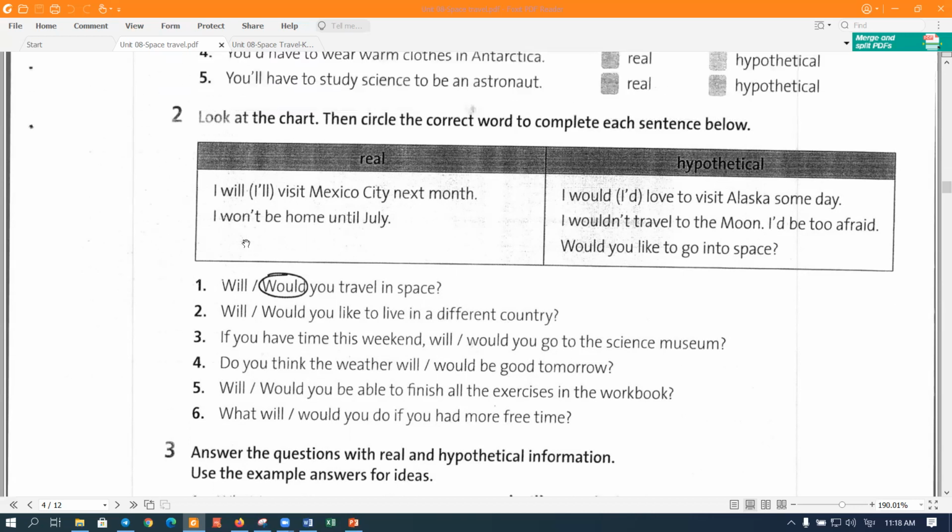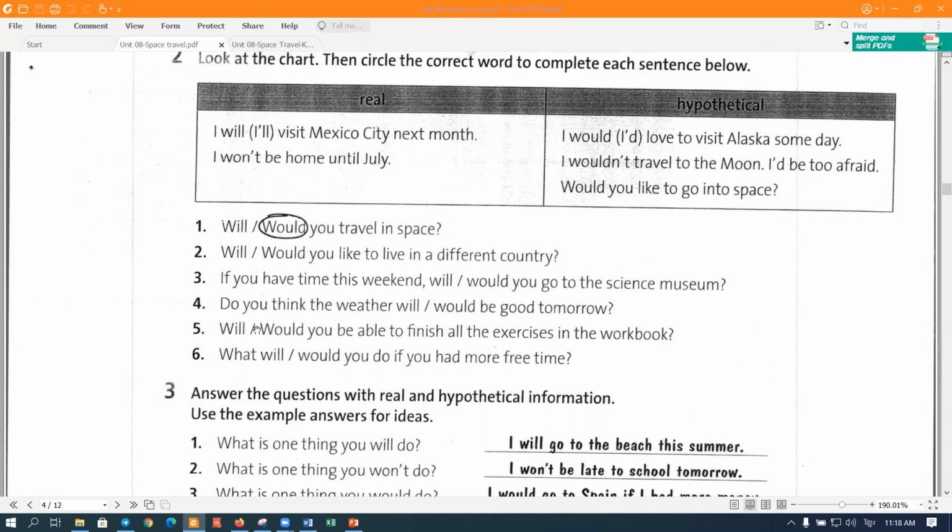Okay, by studying this box, now circle the verb will or would in each sentence and imagine that, think about ability. If you can do it, if it's real, use will. If it's not real, use would, or we call hypothetical.